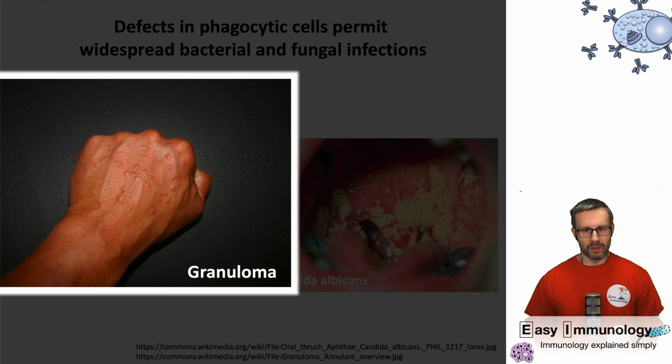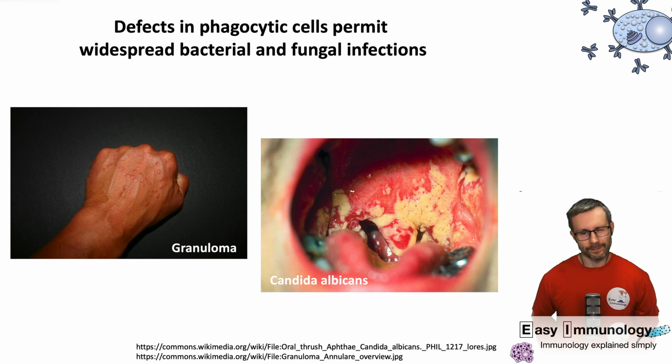And at some point the immune system just gives up and it puts the pathogens into a capsule, and then at least they can't come out, but they also cannot be cleared. And these granulomas can be seen, for example, under the skin in this patient, but they're also in inner organs, and they can cause quite some problems.